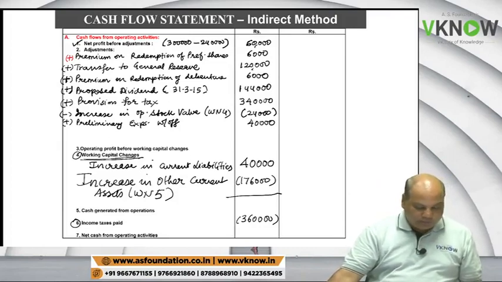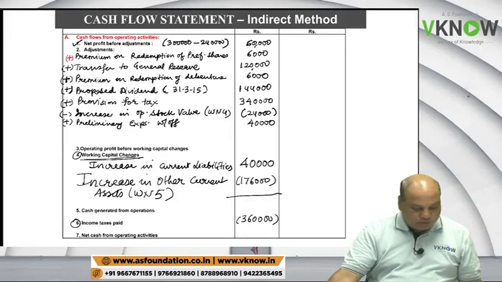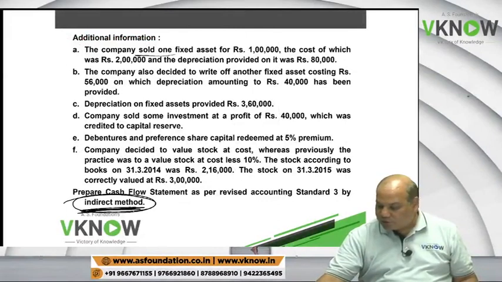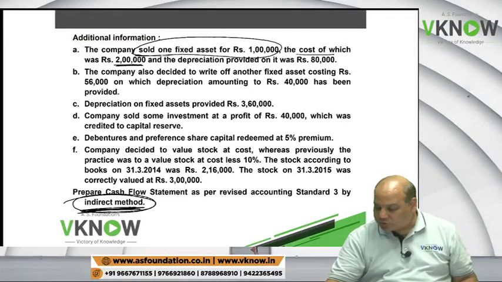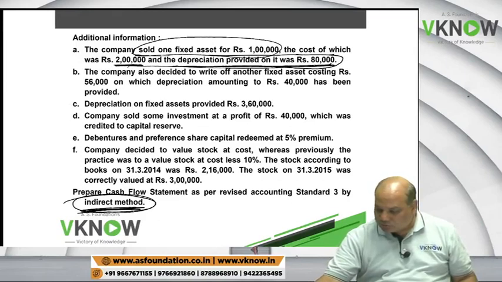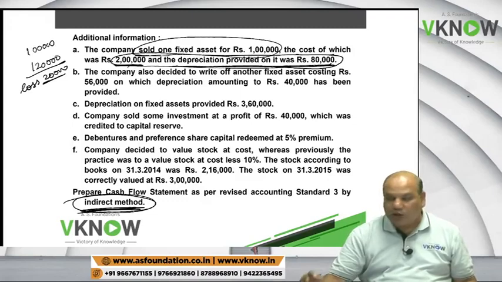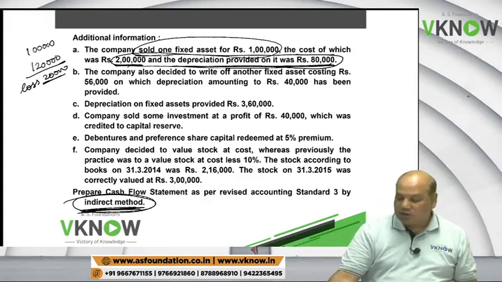Point number A, the company sold one fixed asset for 1 lakh. This is sale value. Cost was 2 lakh 20,000... Depreciation provided was 80,000. So the WDV was 1 lakh 20,000 and sold for 1 lakh. So loss will be 20,000. So I have to now reflect it in my answer.